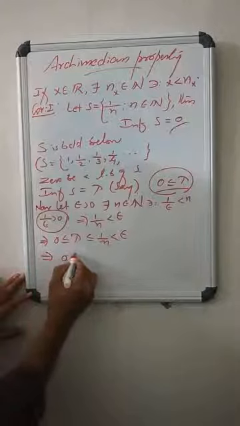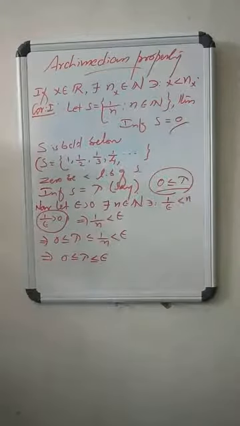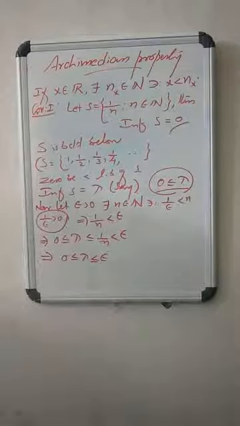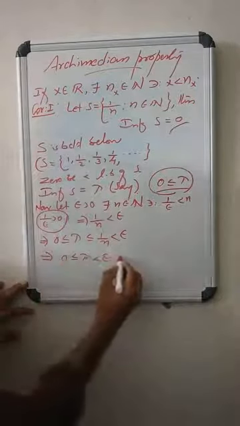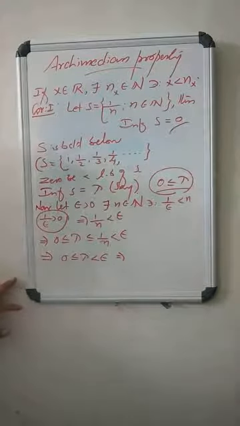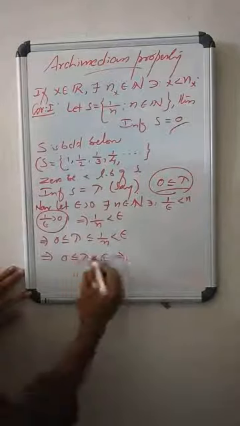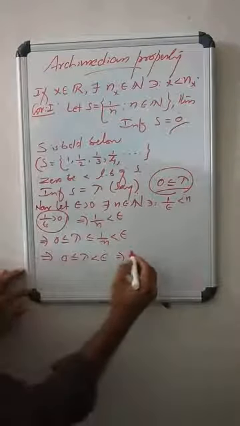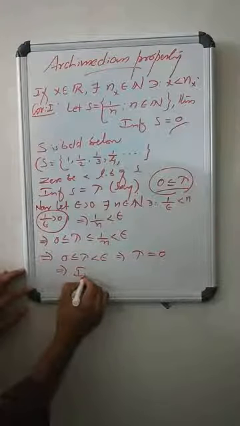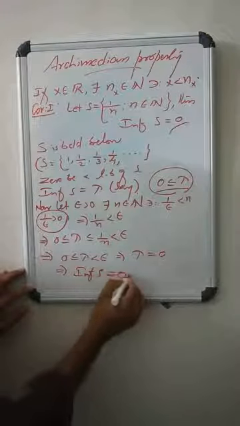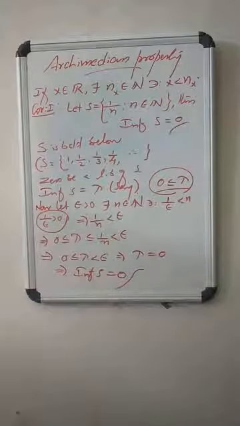That means 0 is less than or equal to lambda, less than epsilon. What's your conclusion? Epsilon is a sufficiently small positive quantity, so 0 less than or equal to lambda less than epsilon means lambda equals 0. Lambda is the infimum of S, so the infimum of S equals 0. Okay, right.